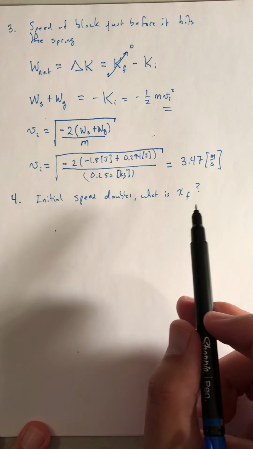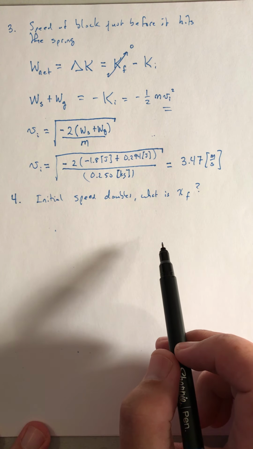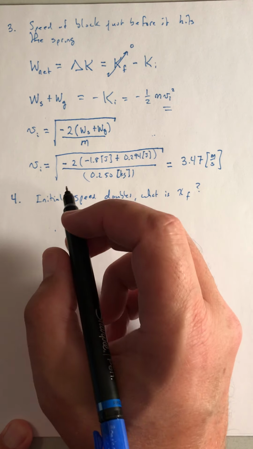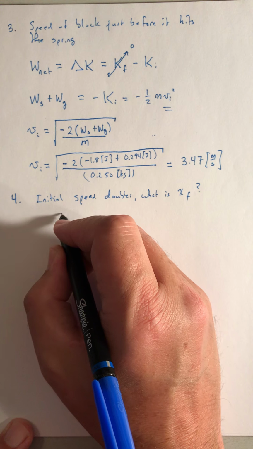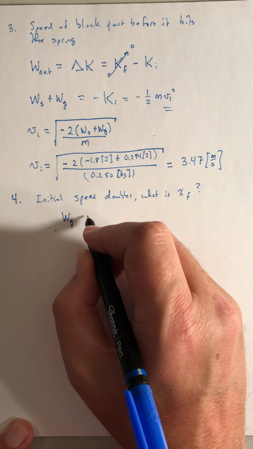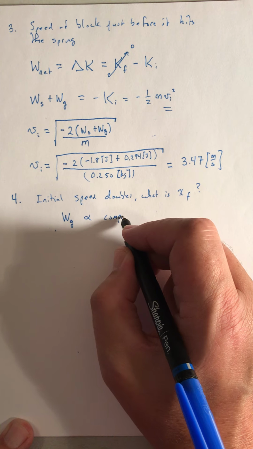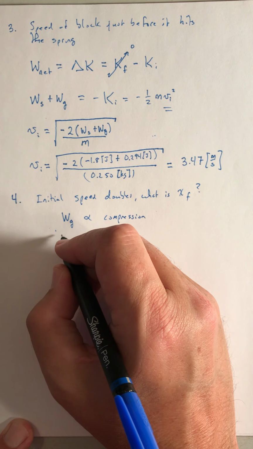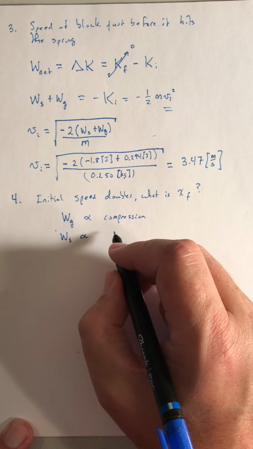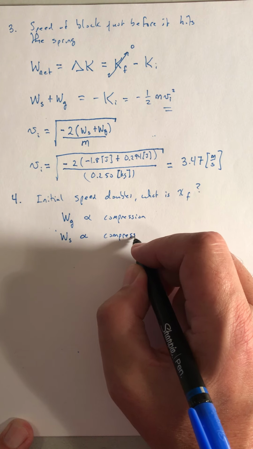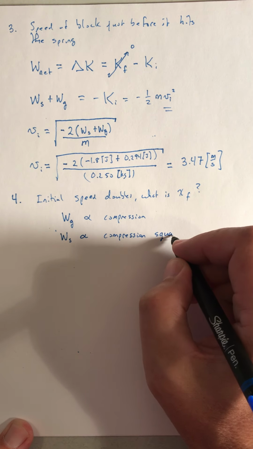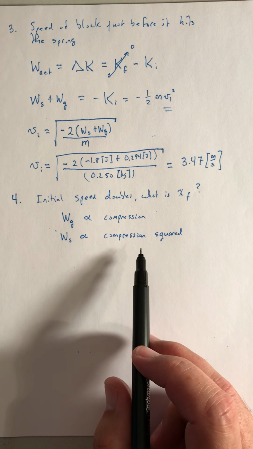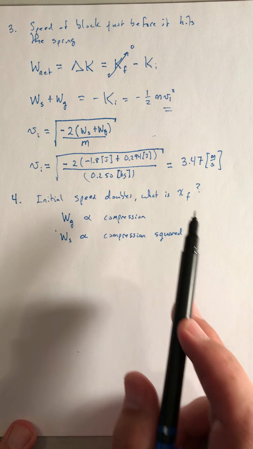If I double it, I'm pretty sure it's going to compress more. But how much more? Getting an exact answer takes a little bit more thought. The work done by gravity is going to be proportional to how much you compress the spring. But the work done by the spring goes as the compression squared. So we're going to have a quadratic equation to solve to find the final compression of the spring.